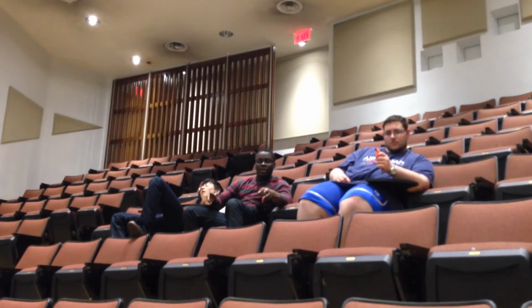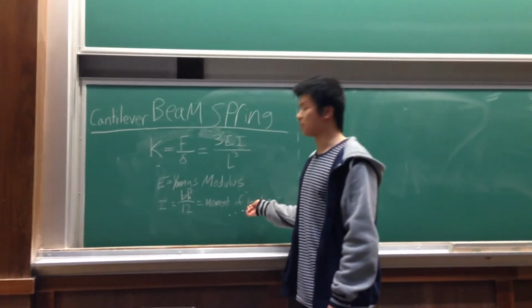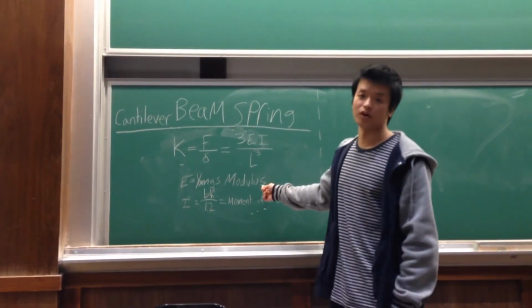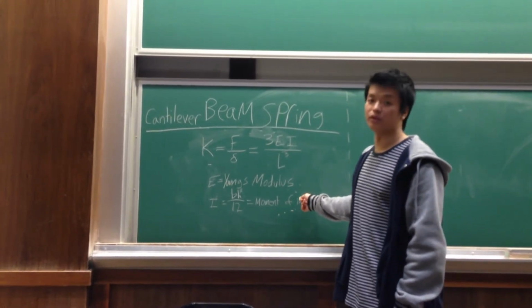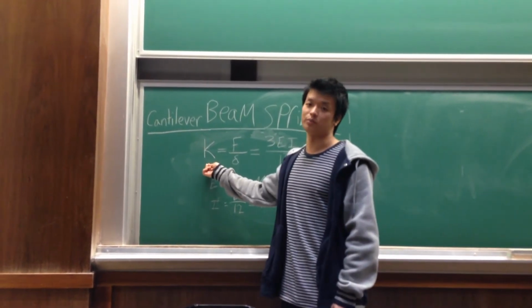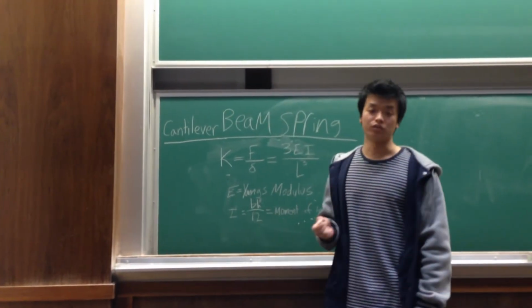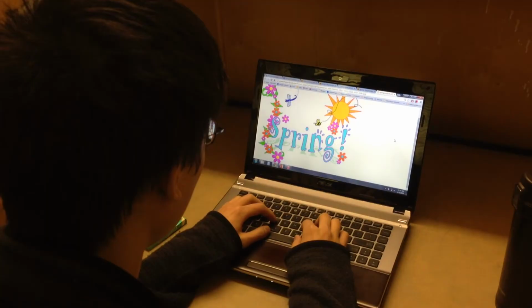So if anything can be modeled as a spring, how do you explain the spring constant? As you can see here, there are two main components: the physical component using the Young's modulus and the geometric component using the moment of inertia. Using these two main components, we can get the value of K for any spring. In this example, as Matthew showed, it was the cantilever beam.